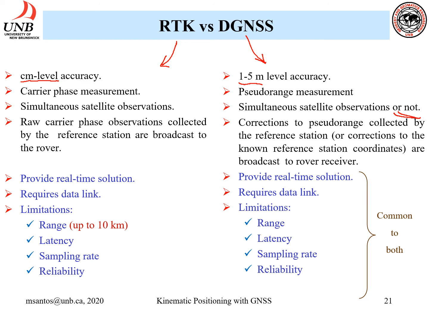Now we have in blue what we can consider as common. Both provide solution in real-time. Both require a data link, and the data link here can be radio, can be internet. There are limitations. Limitations in terms of range, limitation in terms of latency, in other words, how long it takes for either the DGNSS corrections or the raw carrier phase to arrive at the rover. Issues with sampling rate.